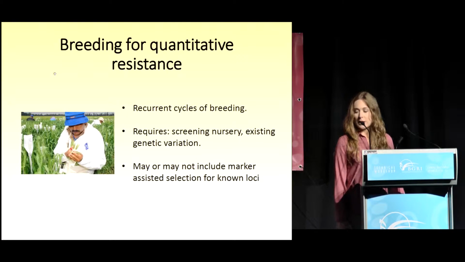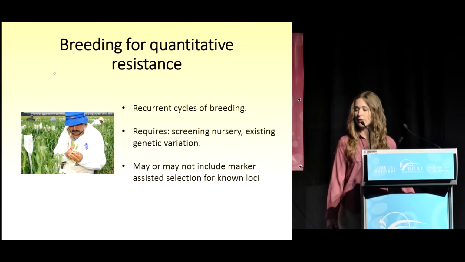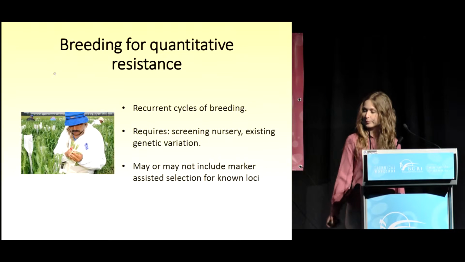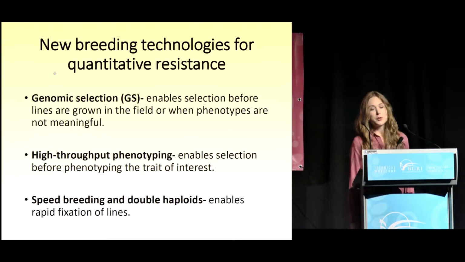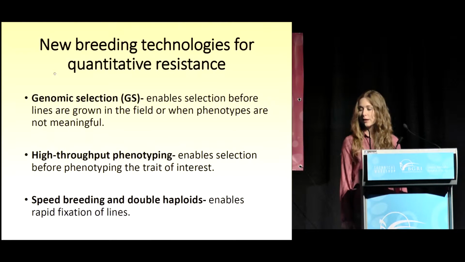So to breed for quantitative resistance, we're really talking about recurrent cycles of breeding. It requires a screening nursery, existing genetic variation, and it may or may not include the use of markers to select for known loci. There are a number of new breeding technologies. We just heard a lot about speed breeding, so I won't talk about that.